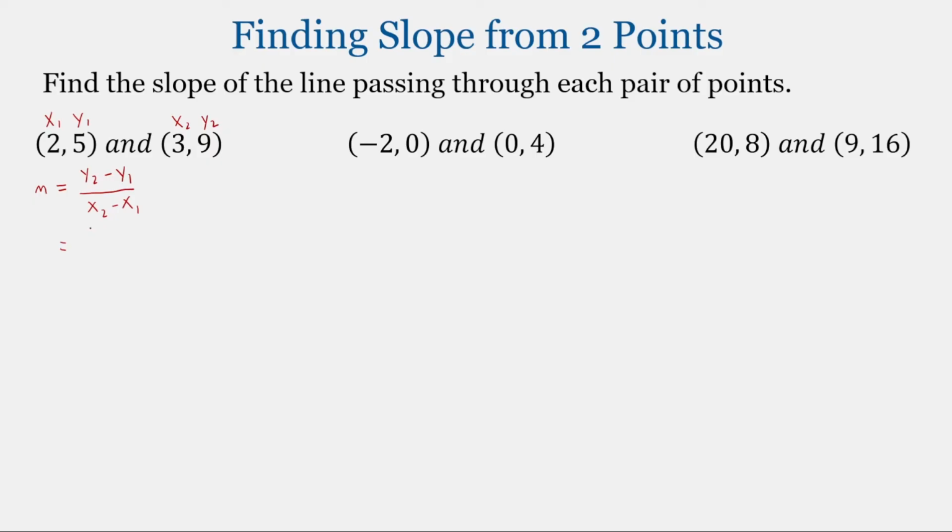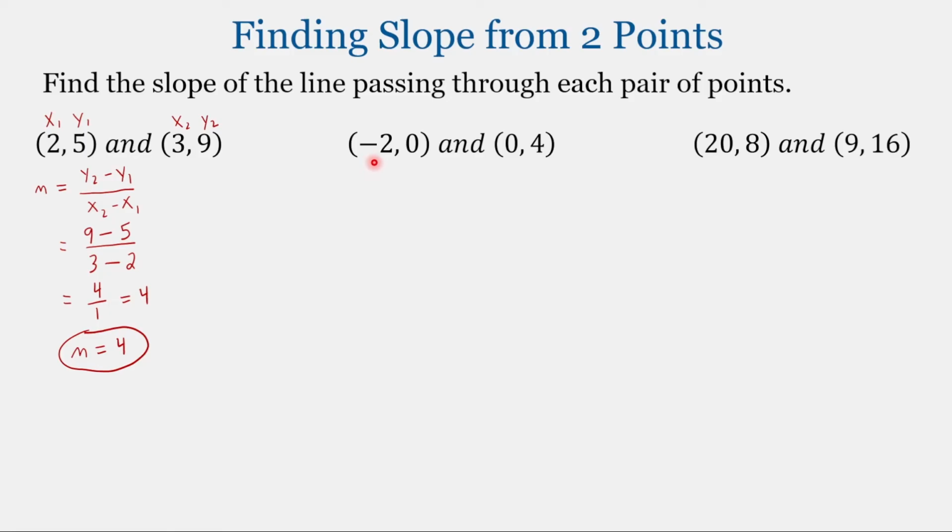So y sub 2 is 9 minus y sub 1 is 5 all over x sub 2 is 3 minus, and then x sub 1 is 2. Then doing this math, 9 minus 5 is 4, 3 minus 2 is 1. We get 4 over 1, and that's equal to 4. So the slope of this line is 4.